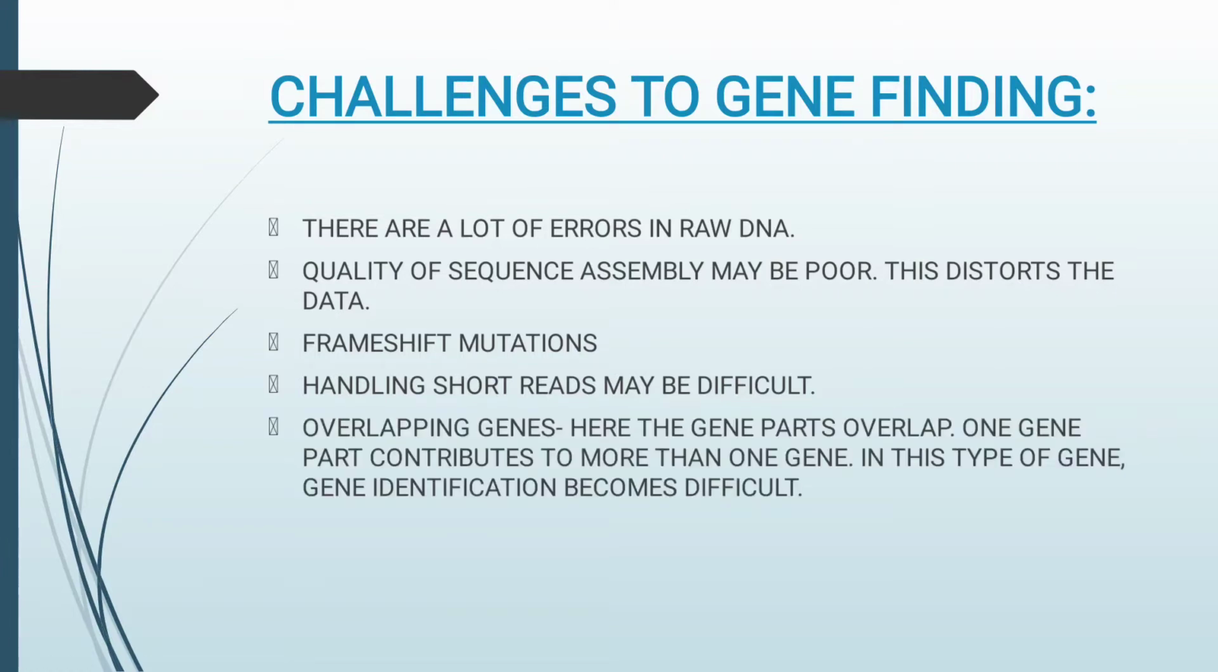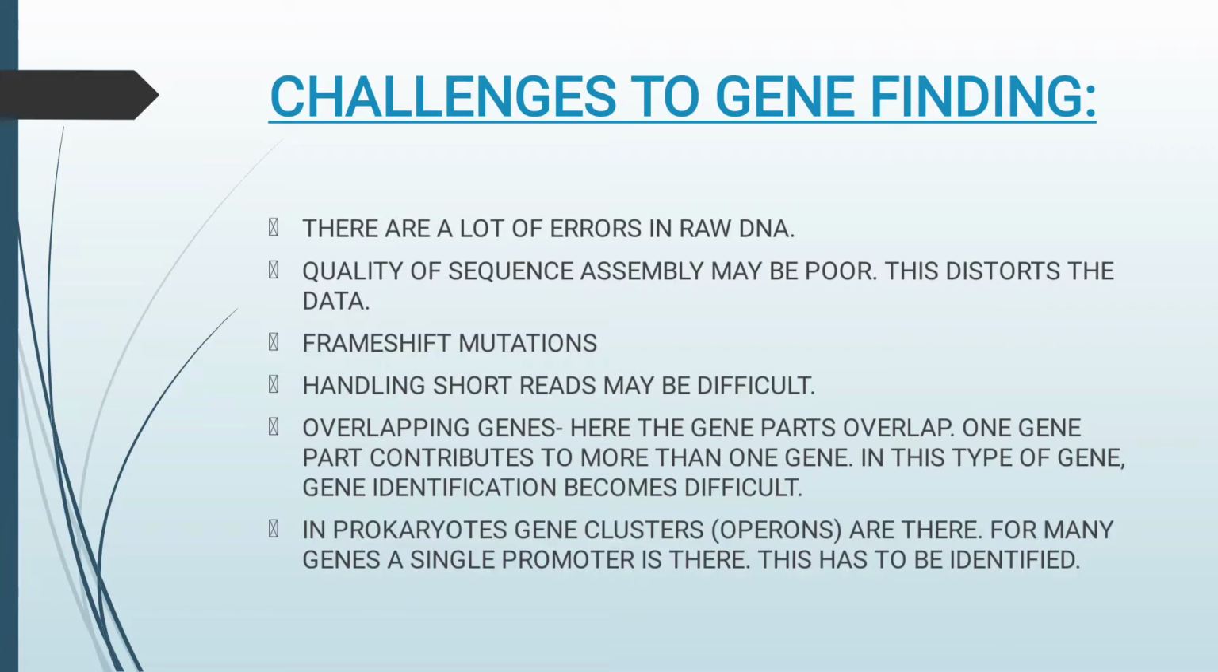There are many overlapping genes in a gene. What is an overlapping gene? One gene part contributes to more than one gene. So in this type, gene identification is very, very difficult. In prokaryotes, gene clusters or operons are there, meaning for many genes a single promoter is there. So identifying the promoter and then identifying the genes corresponding to it, because genes are present one after the other, is very difficult.